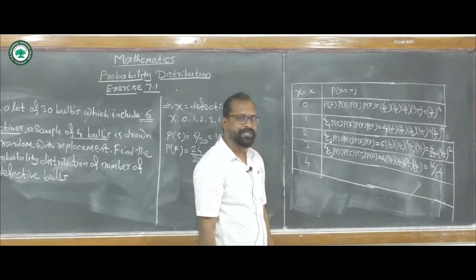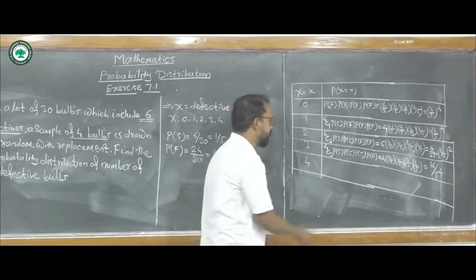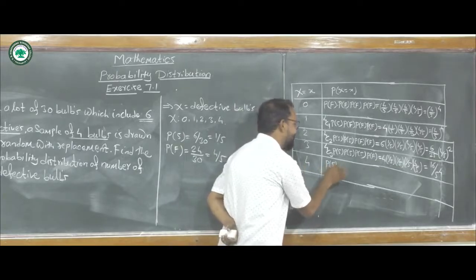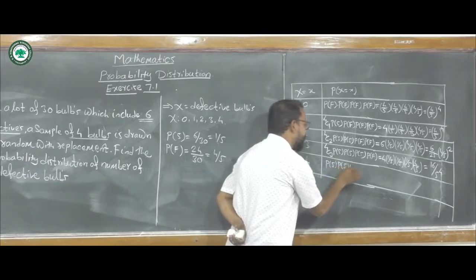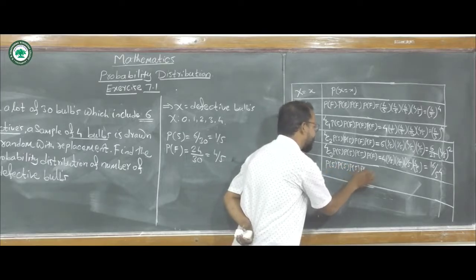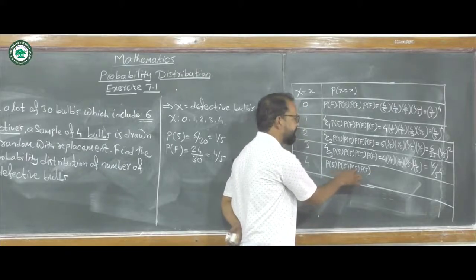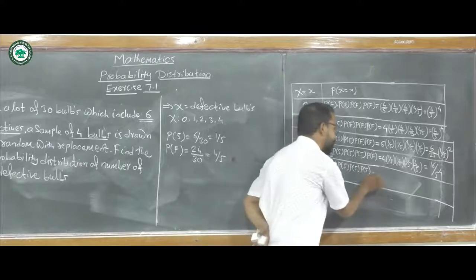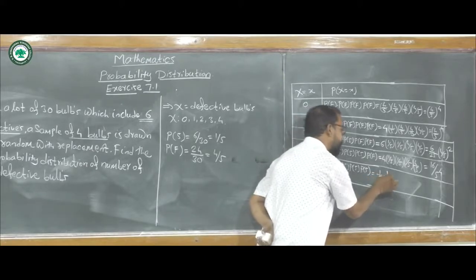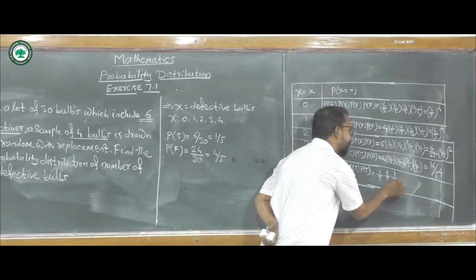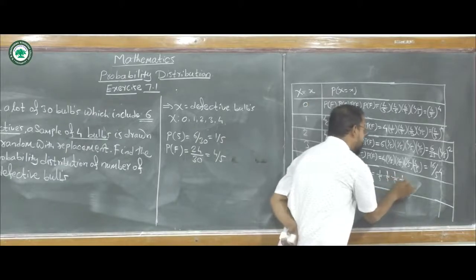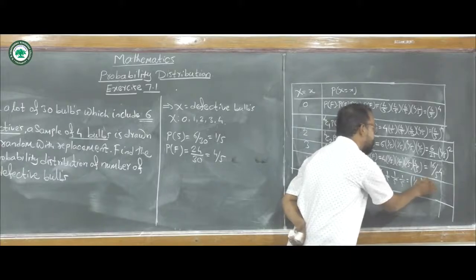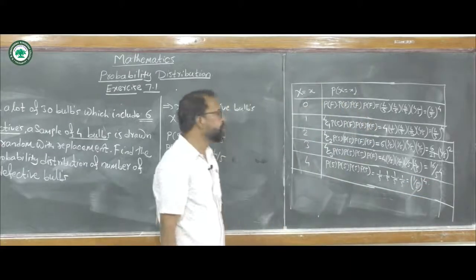And for the last one, getting 4 successes, that is we get the success in each of the trials. We get the 4 successes like this: probability of success, probability of success, probability of success and probability of success, in all 4 trials. So it becomes 1 upon 5 into 1 upon 5 into 1 upon 5 into 1 upon 5, that is 1 upon 5 raised to 4.